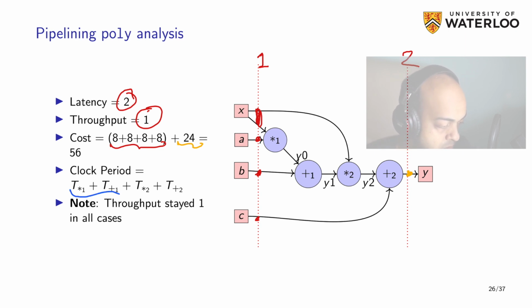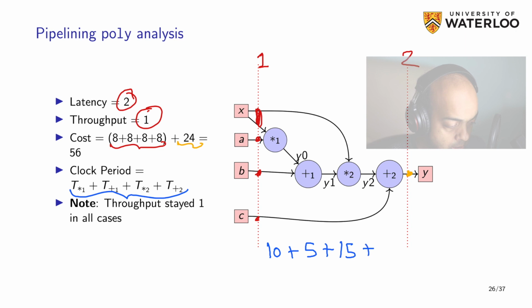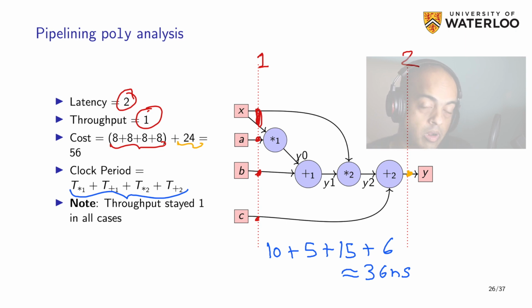Unfortunately, my clock period is the sum of every single stage, right? So it's going to be 10 plus 5 plus 15 plus 6. That's going to be 36 nanoseconds, right? So you ended up with a significantly slower clock period here, and you ended up saving a lot of registers, but in most cases, you are more than willing to sacrifice registers to get higher clock frequency. So these are the sort of trade-offs you need to make.